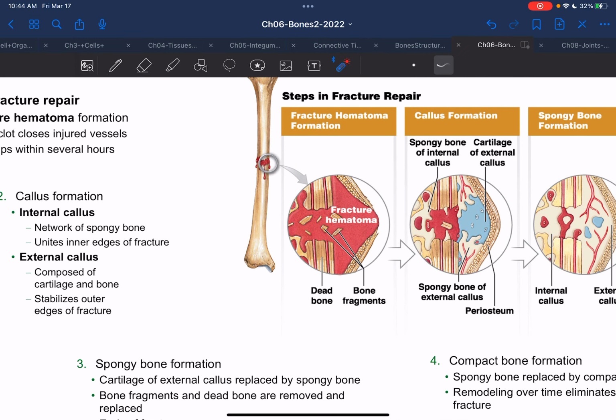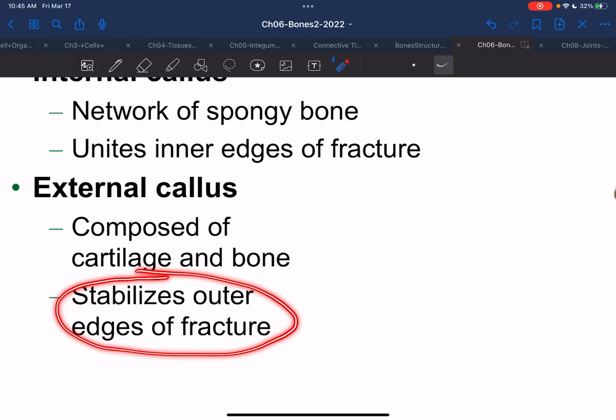It'll form into an internal callus and an external callus. Let me make this larger: external callus and internal callus. You'll notice that things begin to change out here, and our external callus is going to be replaced with cartilage until it can be replaced with bone. And that stabilizes the outer region.